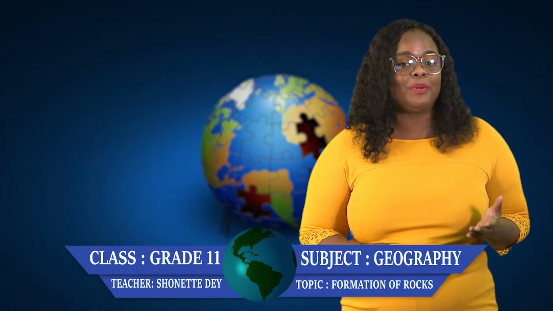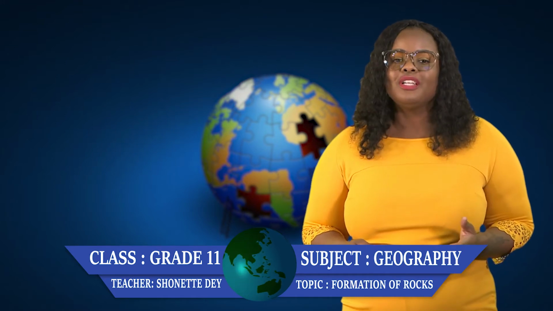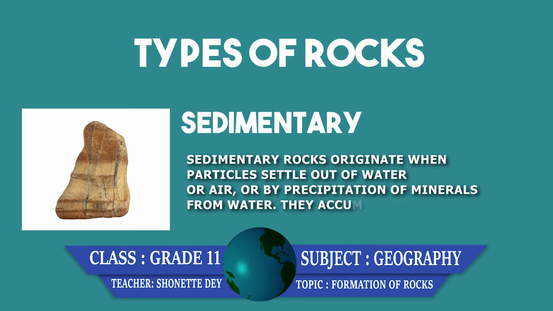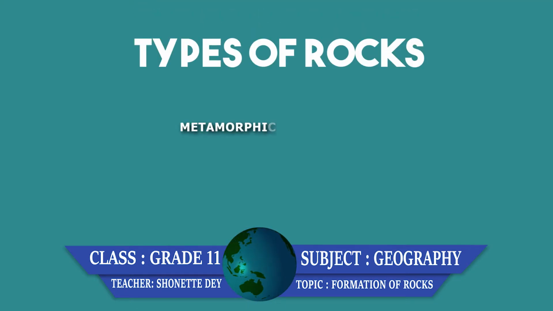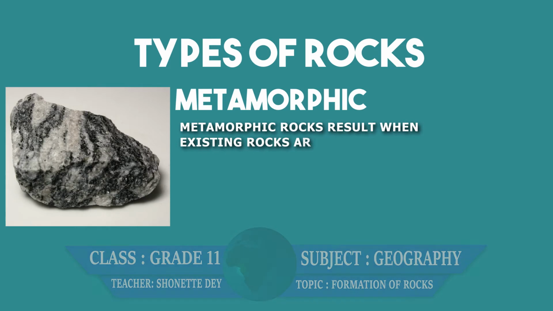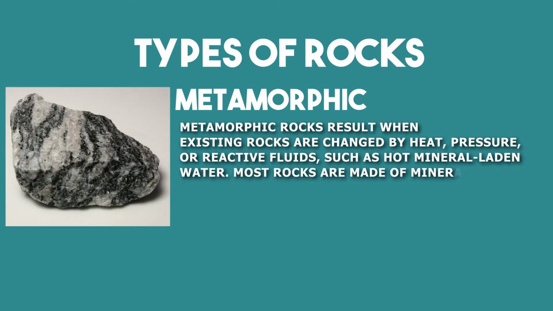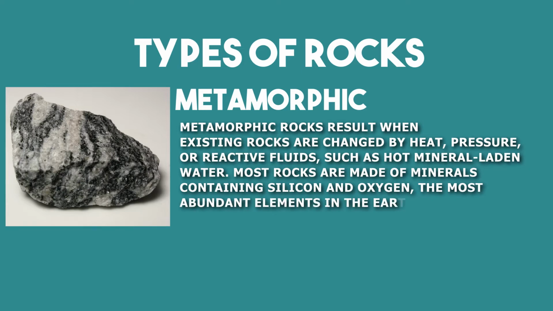Now you should remember what precipitation is. If you don't know, come on, write that word down and go and check up. Next, they accumulate in layers. So sedimentary rocks accumulate in layers. Now, metamorphic rocks result when existing rocks are changed by heat, pressure, or reactive fluids such as hot mineral-laden water. So most rocks are made of minerals containing silicon and oxygen, the most abundant elements in the Earth's crust.